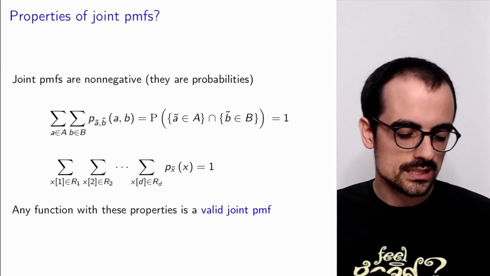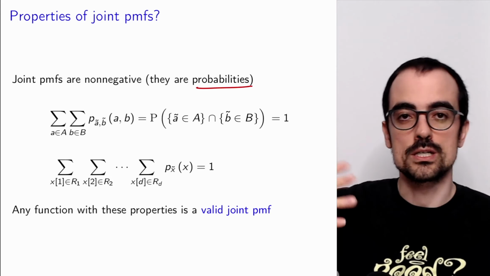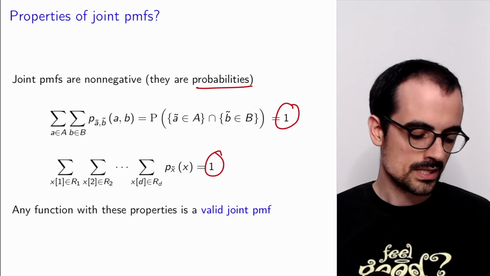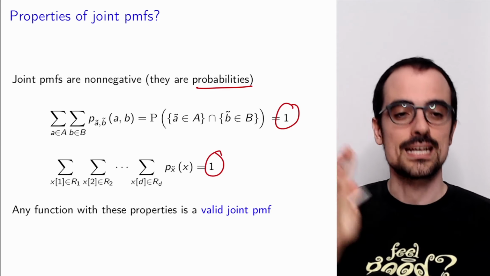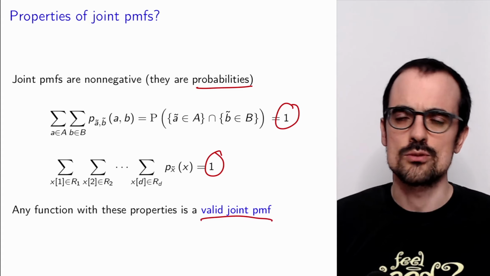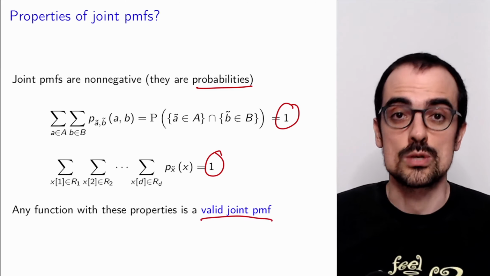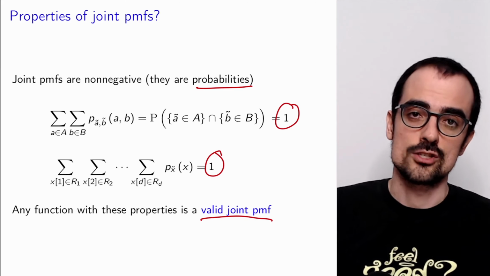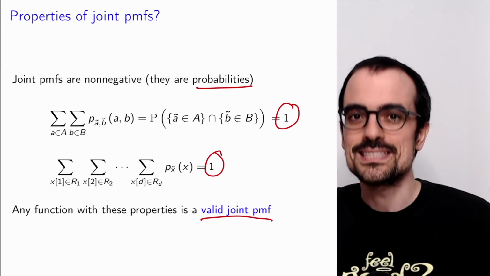Well, they have to be non-negative because they're probabilities, and when you add over all of the possible values, because something has to happen, that sum has to be equal to 1. And in fact, if you have a function that is non-negative and satisfies these properties, then it is a valid joint PMF because you could potentially reverse engineer the probability space, although you're never going to do this. This is to say that when you're estimating a joint PMF from data, you just have to worry about whether it's non-negative and it adds up to 1 for it to be a mathematically valid joint PMF.